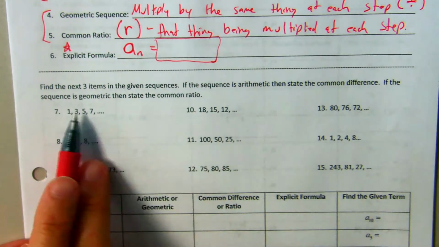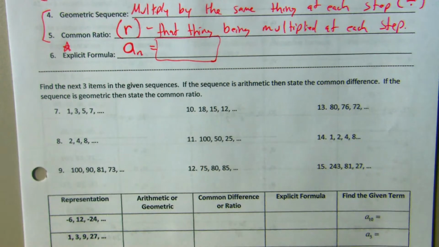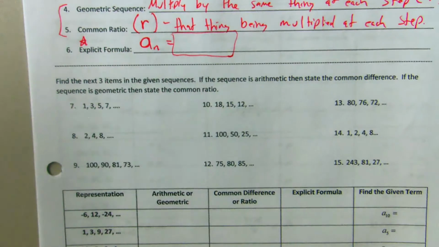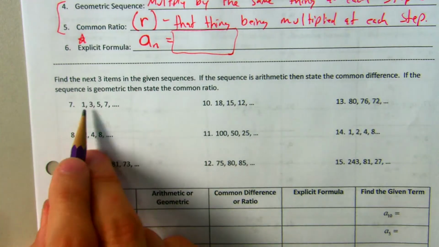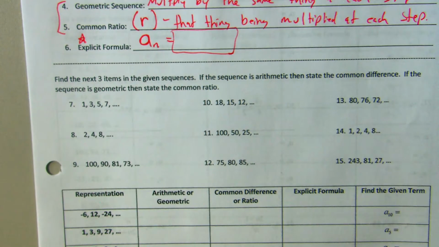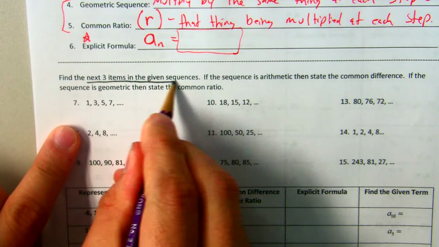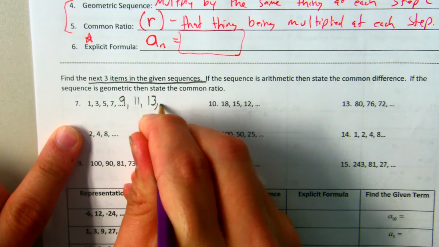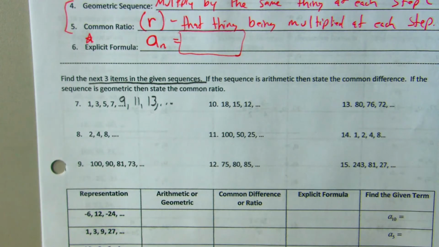Okay, so question 7 through 15, let's put a couple of these together so you can see what you're looking for, and there's a few that I'd like you to do. Question number 7, to go from 1 to 3 to 5 to 7, looks like it's adding 2 each time. So the next 3 items would be 9, 11, 13. The dot dot dot implies that it continues to go.